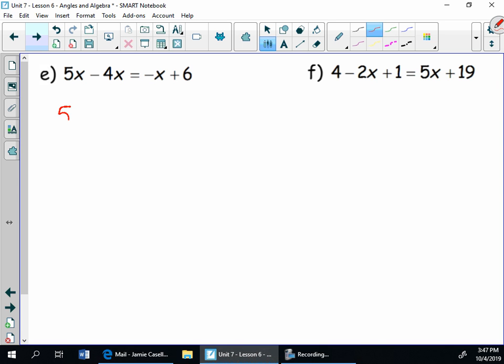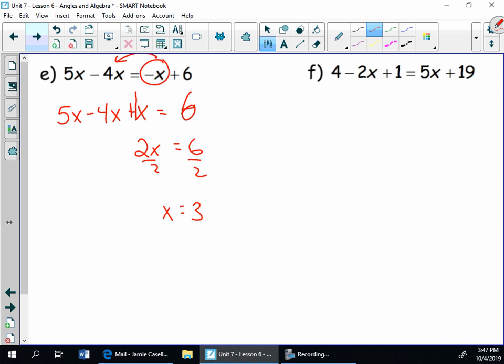Okay, 5x minus 4x. I'm going to take this minus x and move it over here so I have all the letters on the left side and the numbers on the right side. Don't forget, if you don't see a number, you can always put the number 1 in front. 5 minus 4 plus 1 gives us 2x's. I don't want 2x's though. I want to know just what x is. X must be 3.